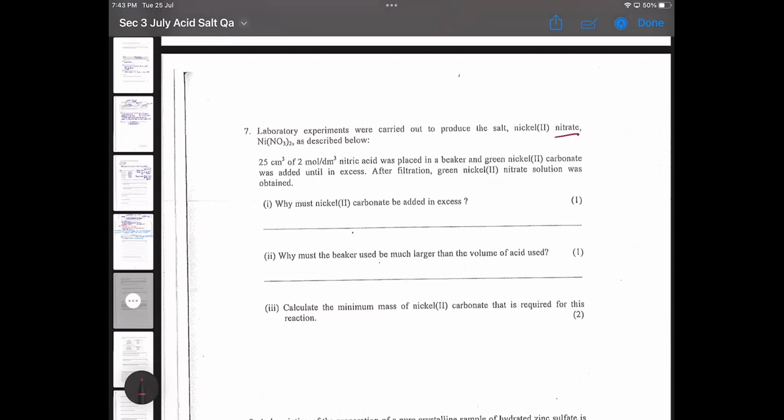Okay, and over here, this is a nitrate, which means that this nickel 2 nitrate here is a soluble salt. And because it's soluble and it's also non-group 1, non-ammonium, this again is like the previous step, question number 6. This will be made by the excess method.